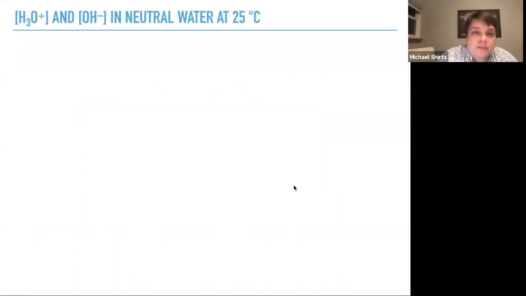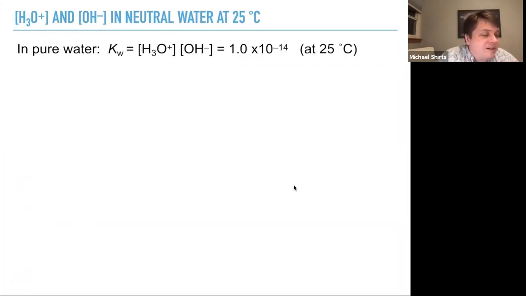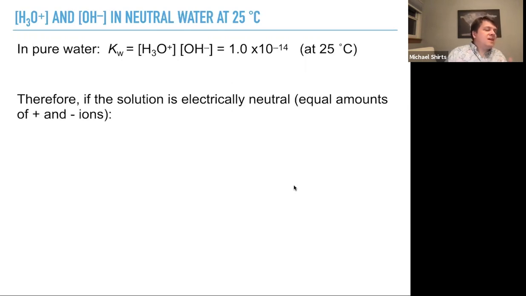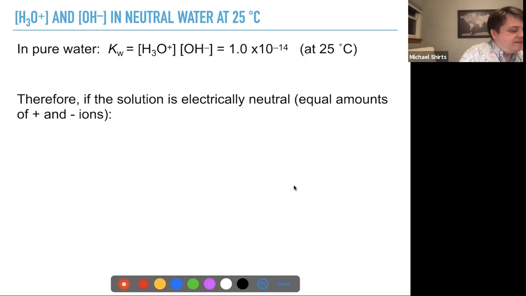So we have H3O plus and OH minus in neutral water. And it turns out that this equilibrium constant is 1.0 times 10 to the minus 14. So this is not really that much hydronium and hydroxide. The reaction equilibrium is really pushed towards combining them, handing the proton off from the hydronium to the hydroxide to create two water molecules. So let's assume that the solution is electrically neutral, so we have equal amounts of plus and minus ions.